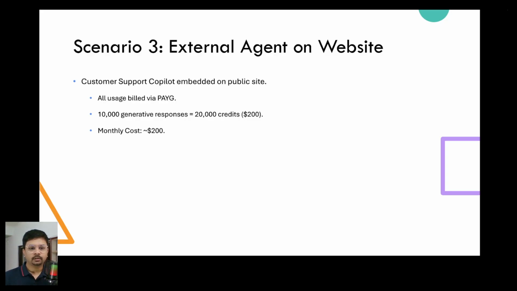All usage is going to be calculated through the pay as you go model, because external users don't have the Microsoft 365 Copilot license associated with your tenant, right? So let's say 10,000 generative responses equal 10,000 times 2, that is 20,000 credits. So the monthly cost will be 20,000 credits.